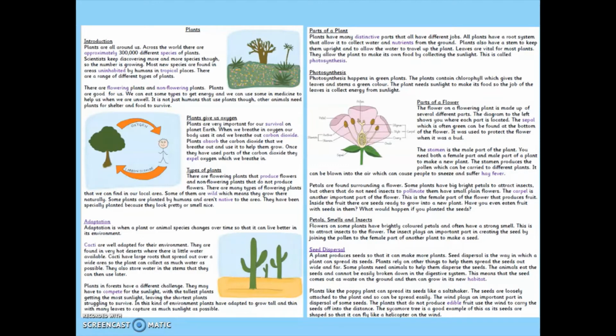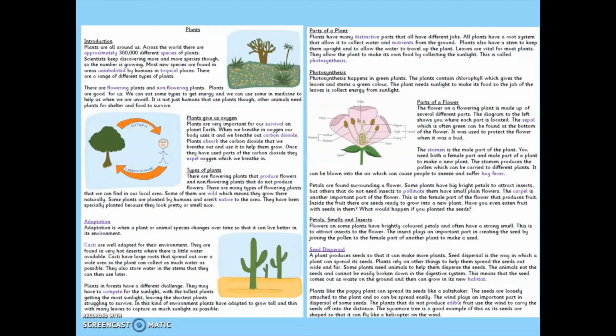Plants are good for us. We can eat some types to get energy, and we can use some in medicine to help us when we are unwell. It is not just humans that use plants though. Other animals need plants for shelter and food to survive. Plants give us oxygen. Plants are very important for our survival on planet Earth.